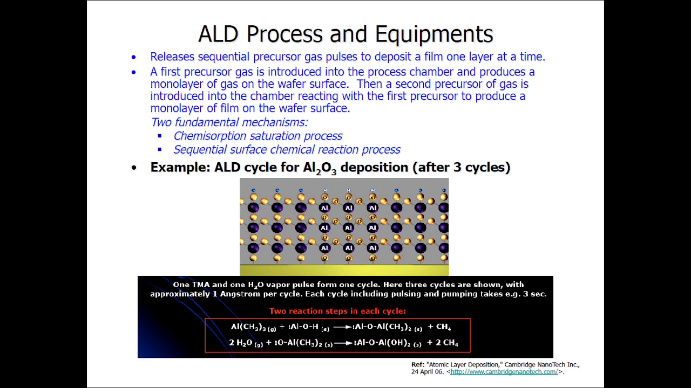So we already said that sequential precursor gas pulses deposit one layer at a time. A first precursor gas is introduced to the process chamber and produces a monolayer of gas on the wafer surface. Then a second precursor gas is introduced into the chamber, reacting with the first precursor to produce a monolayer of film on the wafer surface. We already discussed the chemisorption saturation process and the sequential surface chemical reaction process in the previous slide. Here each process and its reaction kinetics are mentioned.